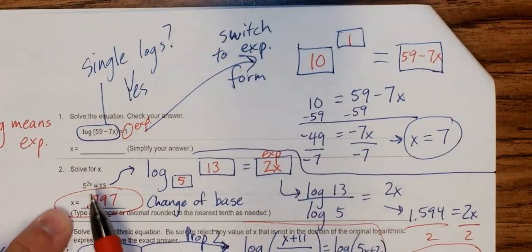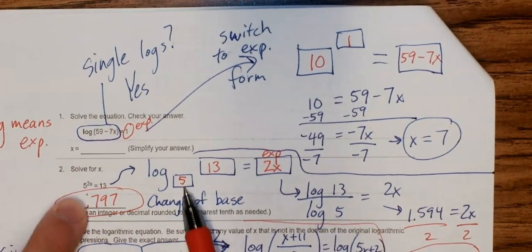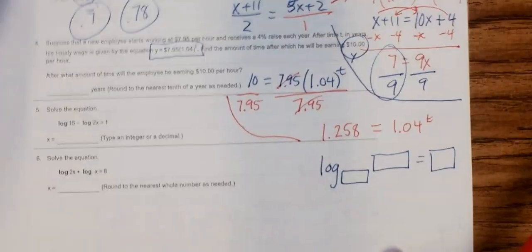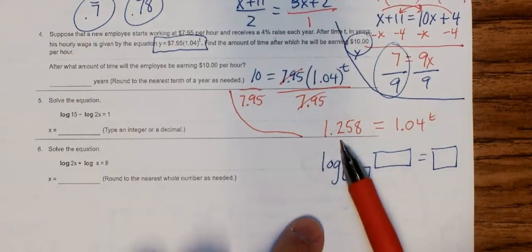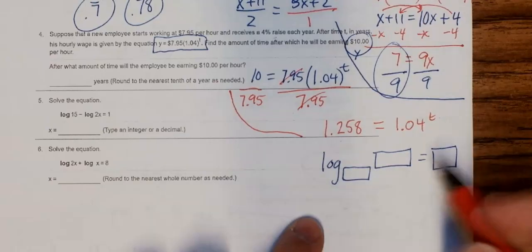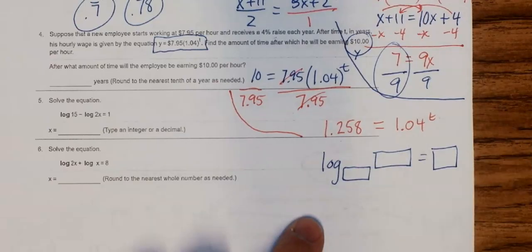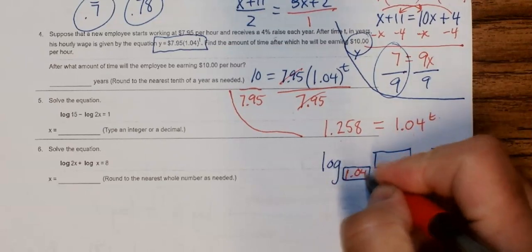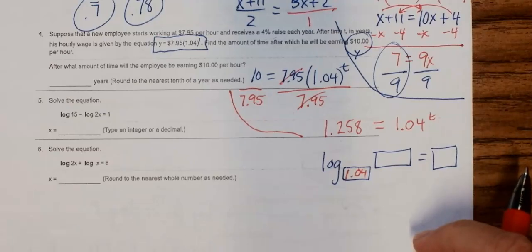Up in question 2, we had a similar situation, and we said that the base was 5. So that's what we looked at. We looked at this number right here and said the base was 5. So you tell me on question 4, when you're looking at 1.258, 1.04, and t, which one's the base? It's one of those three. 1.04. Yes.